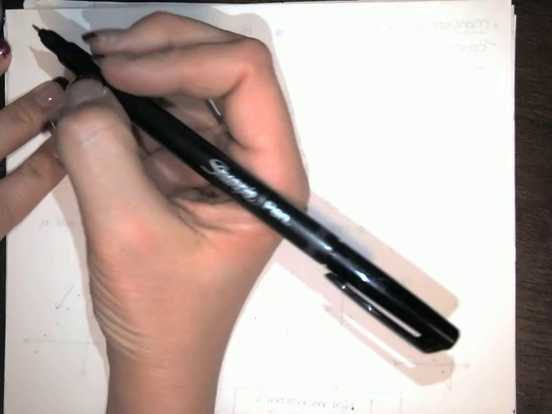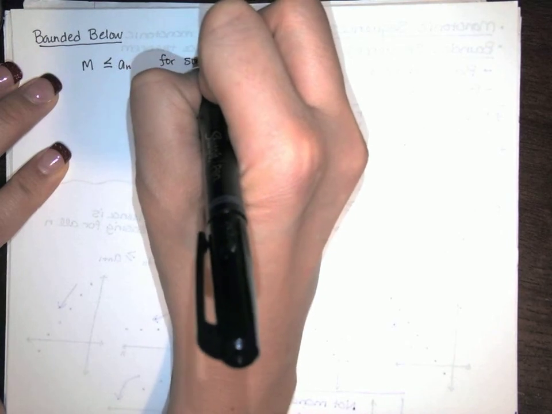So let's start with bounded below. We say that a sequence is bounded below if the following is true: if the a sub n are always greater than or equal to some number m. That's bounded below.